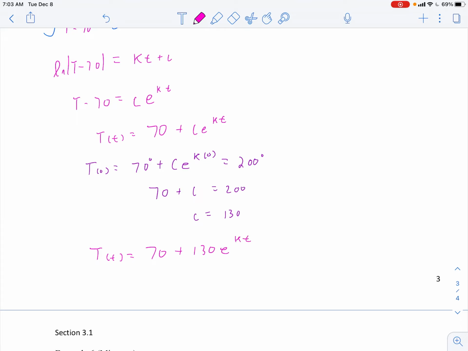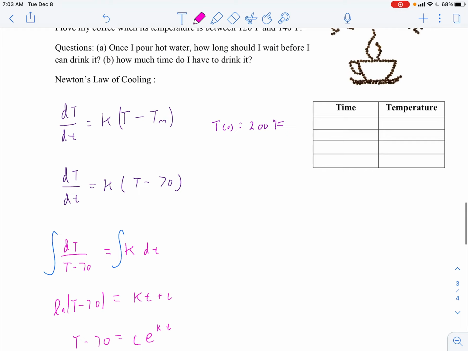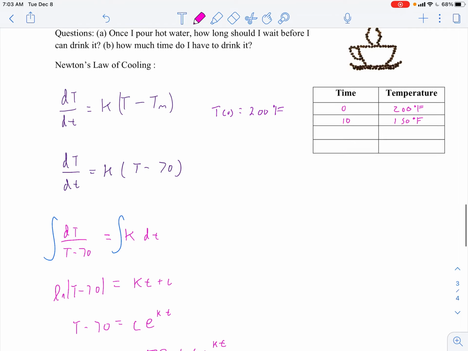Now, one other thing that we need is a certain time measurement. So say we wait 10 minutes. If we wait 10 minutes, we take the measurement of the temperature again. So here we'll say time 0 is 200 degrees Fahrenheit, and after 10 minutes, I check the temperature. It's 150 degrees Fahrenheit.